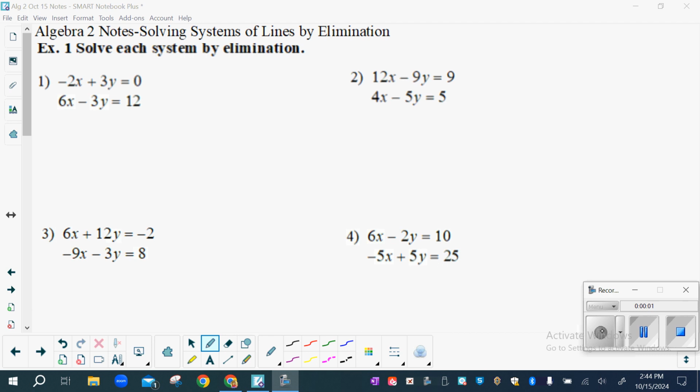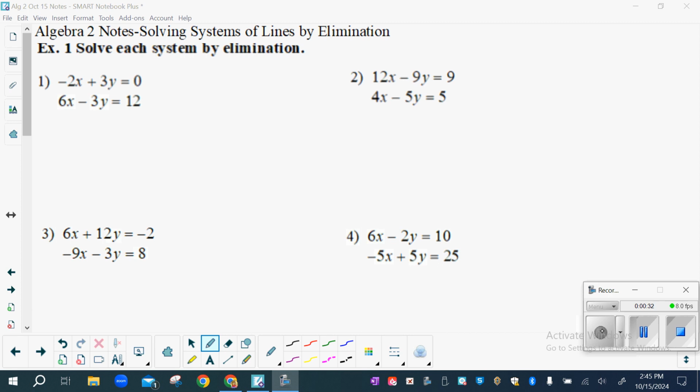Yesterday, we solved algebraically by substitution. What's different about the setup today? There's no variable alone, like x equals this or y equals. There's no variable that's isolated. So when they're lined up like this, it is much easier to use what's called elimination.